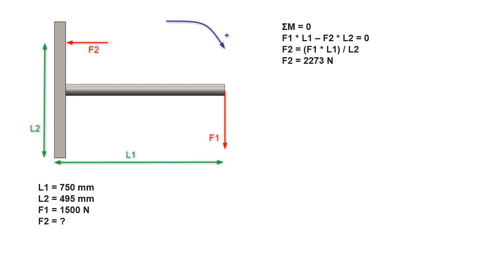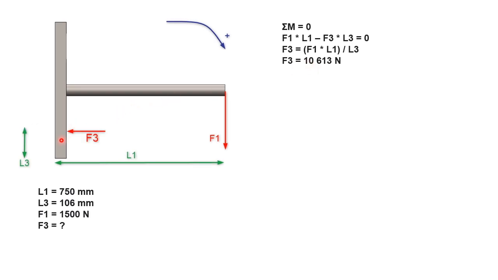Okay, quite straightforward. Now we're going to have a slightly different example. This is the one where we only use the bottom line of bolts. We do exactly the same thing, but since the length here is now much shorter, the reaction force F3 is 10,613, and in the last one it was 2,000 something. So we see that the force depends very much on the distance, naturally.